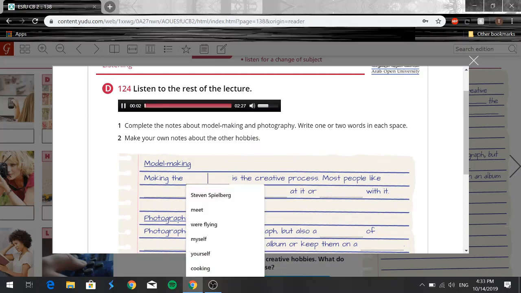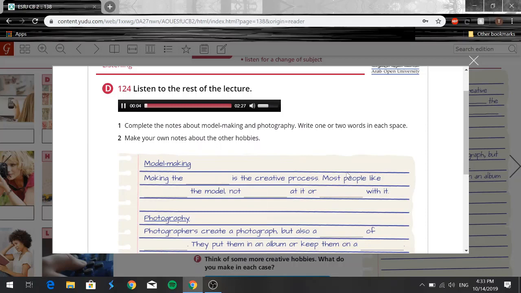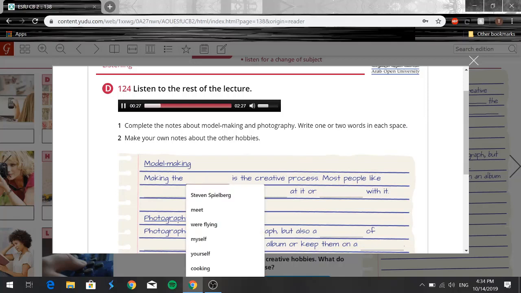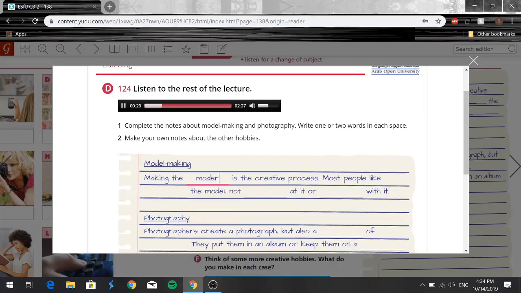124. Exercise D. Listen to the rest of the lecture. Sometimes it's easy to see the result of a hobby. For example, in model making, there's a model at the end of the process, perhaps a plane or a ship. Model makers probably get more pleasure from making the model than they get from looking at the model or playing with it. That's why they soon start making another model.